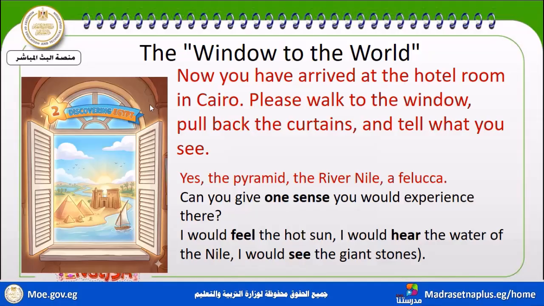So if you are closing your eyes and hearing these words, the pyramid, the River Nile, the felucca, what can you feel or what can you see or what can you hear? When I hear the word felucca, I can hear the sound of the water in the Nile. I can see giant stones when I hear the word temples, and sure, this is the hot sun of Aswan and Luxor.